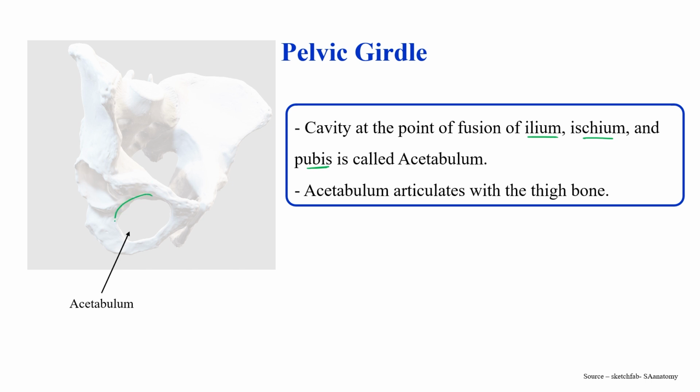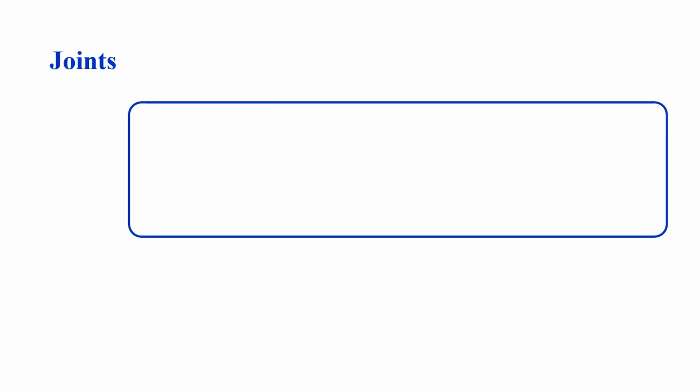This is the cavity-like structure. This is known as acetabulum. What is the term for the same? Acetabulum. This acetabulum articulates with the thigh bone. Okay, this again creates a ball and socket joint.